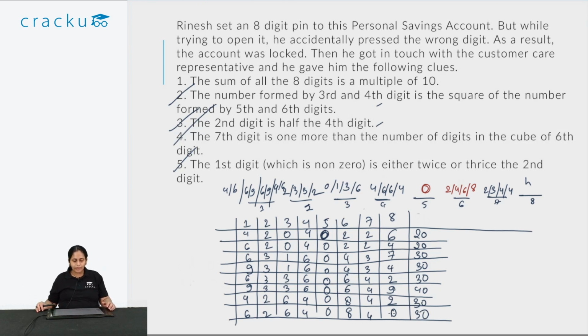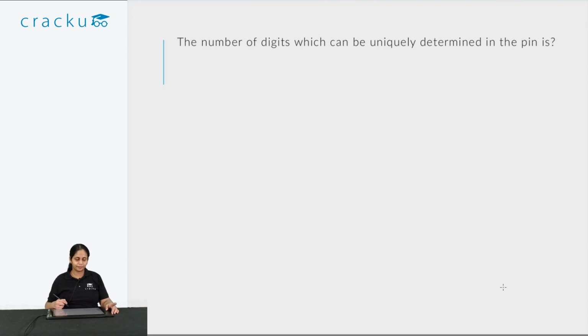Okay. So I found out all the possible pin values. So there are 8 pins possible such that all 5 conditions are satisfied. So there are 8 possible values of the pin given the conditions that are there. Okay. Now I can try to answer the questions that are given.